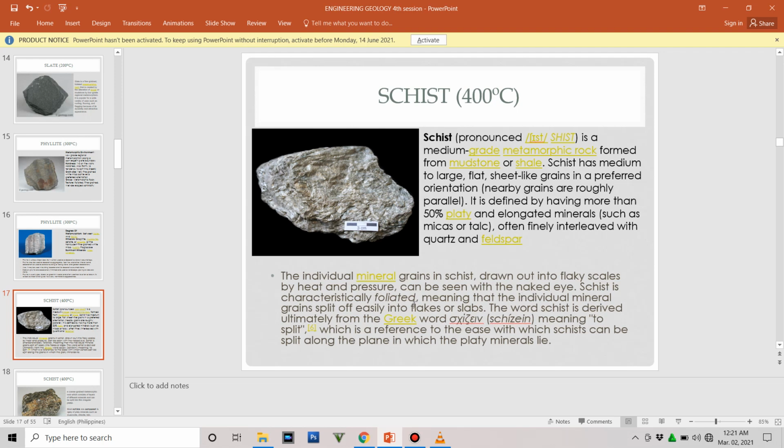So schist is characteristically foliated, meaning that the individual mineral grains split off easily into flakes or slabs. So the word schist is derived from the Greek word schizein, meaning to split, which is a reference to the ease with which schist can be split along the plane in which platy minerals lie.